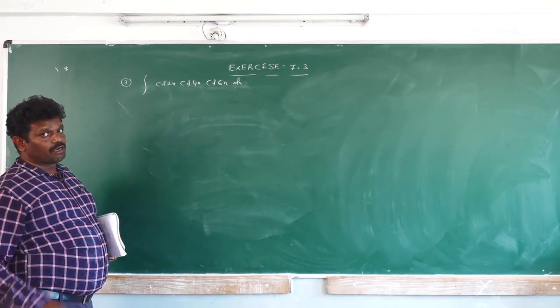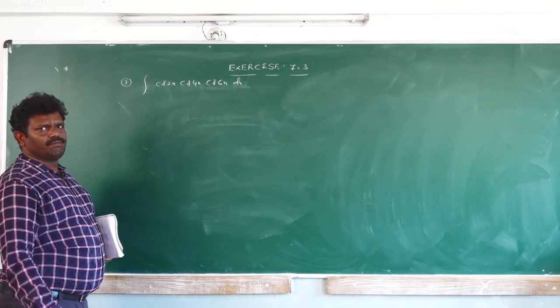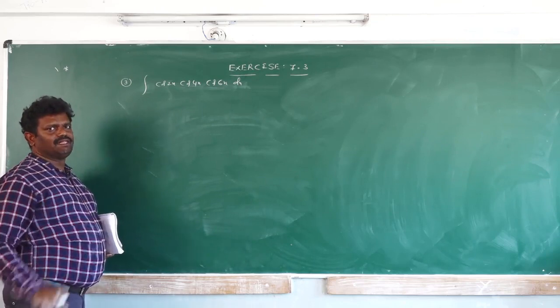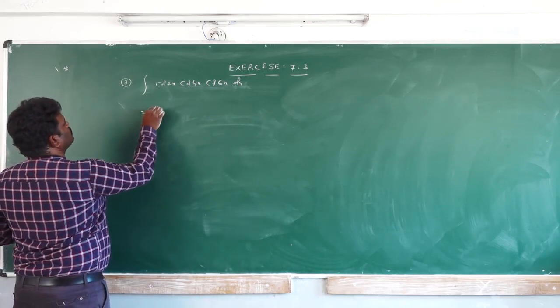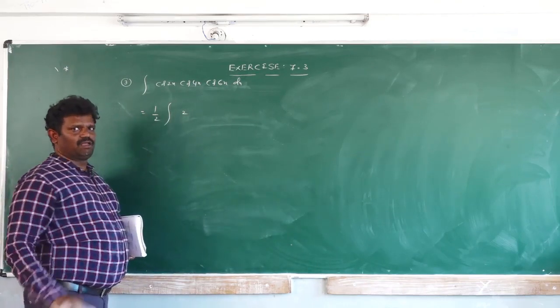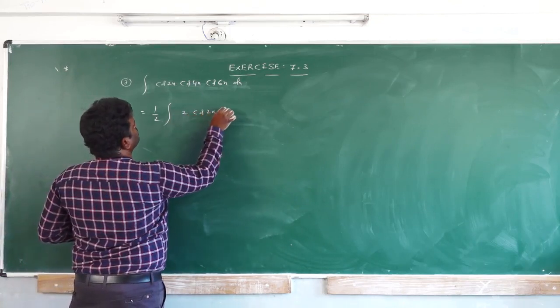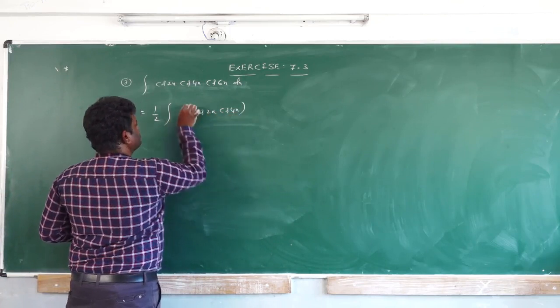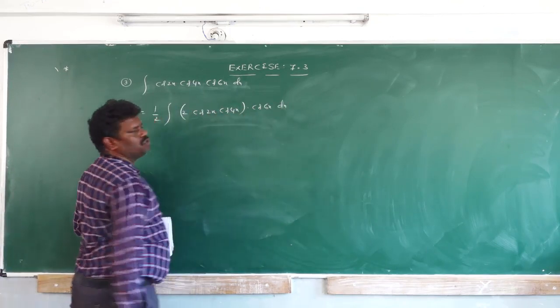Here they are given two products, but different sine and cos combinations are given. Whether the same or different is given, we apply the same process, multiplying and dividing with 2. So 1 by 2 integral, 2 into any 2 pairs, your choice, no problem. So first we select cos 2x into cos 4x, into cos 6x dx.